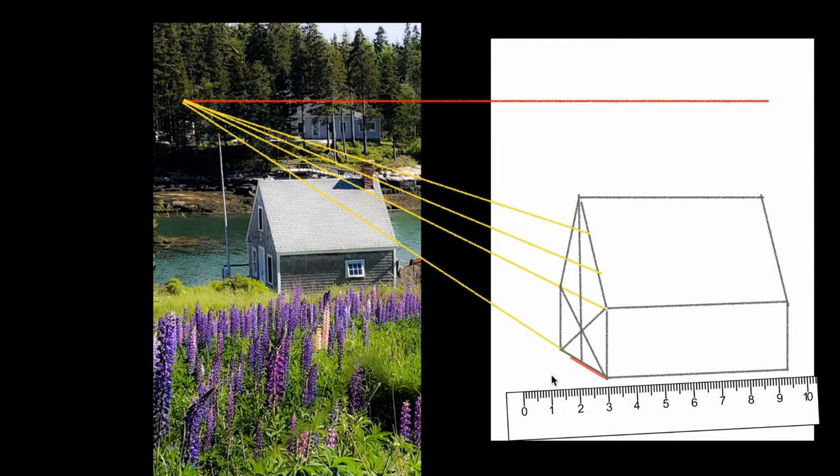So this X, along with an eye level and a vanishing point, are going to really help you find how to put your building, how to make your farm building look correct.